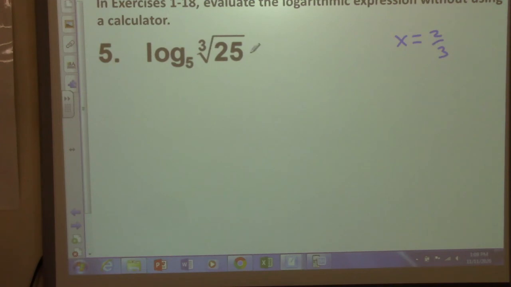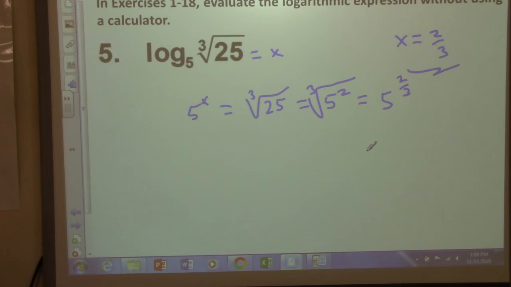Okay, what we have, if that's equal to x, then we have 5 to the power of x equals the cube root of 25, right? Yep. And the cube root of 25 can be written as 25 to the 1/3. 5 squared to the 1/3, right? Yep. So that's going to be 5 to the 2/3. So that's where 2/3 comes from. You see that? Nope, you don't see it? No. Okay.